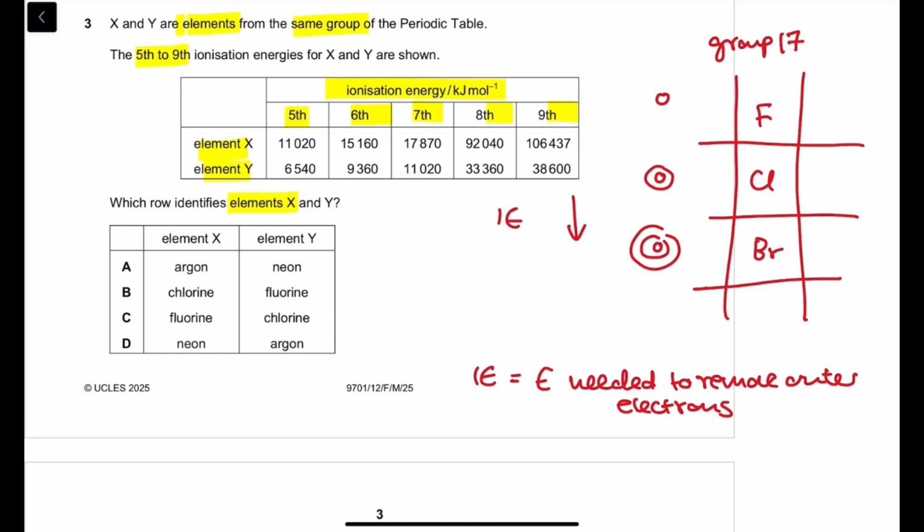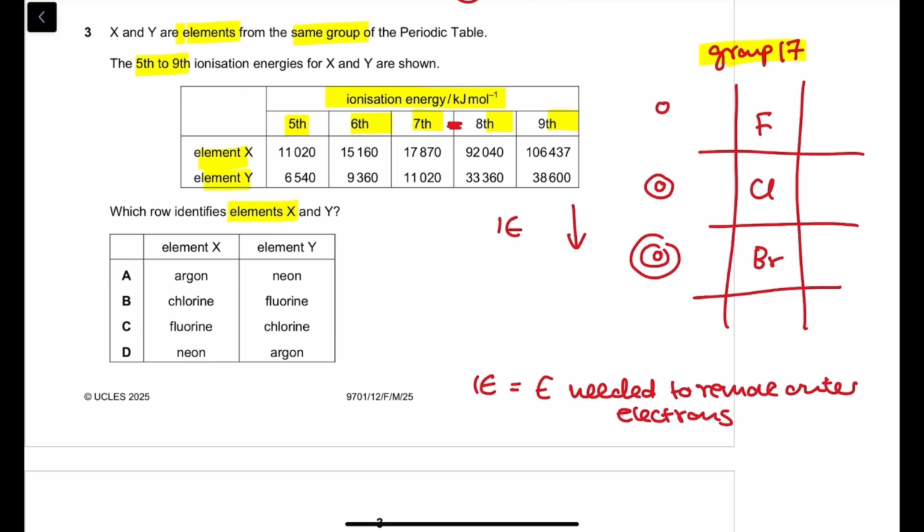Now, if you take a look, the trends are increasing, and that's something that we expect, but there is a very large jump between the 7th and the 8th ionization energy for both, and from this we can conclude that both elements are in group 17.